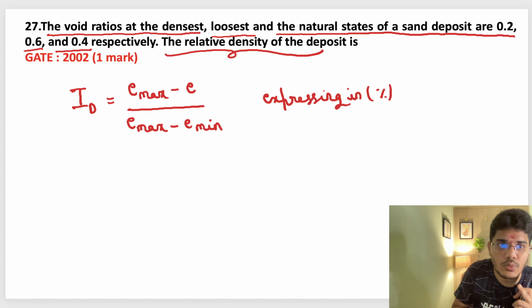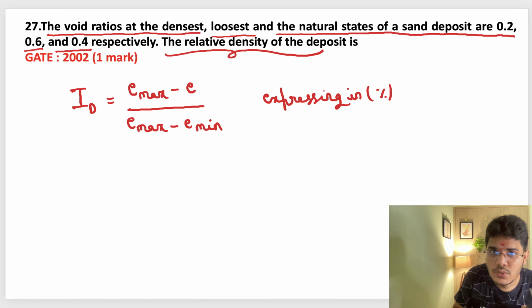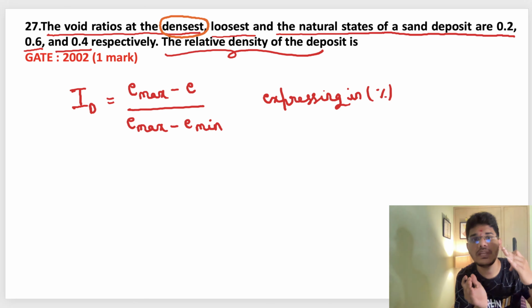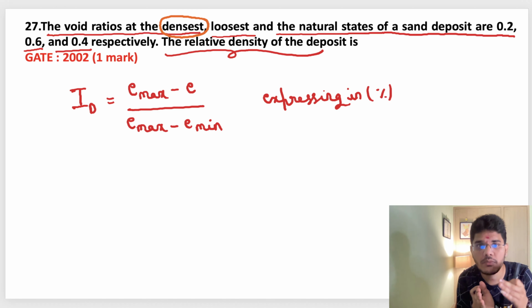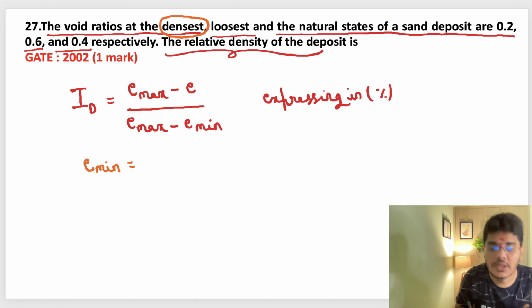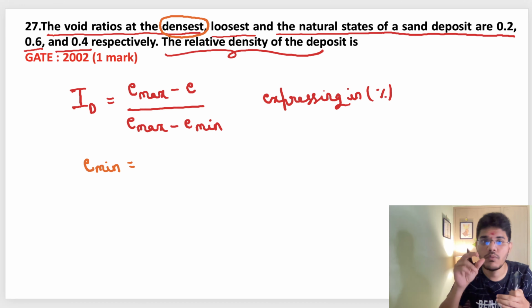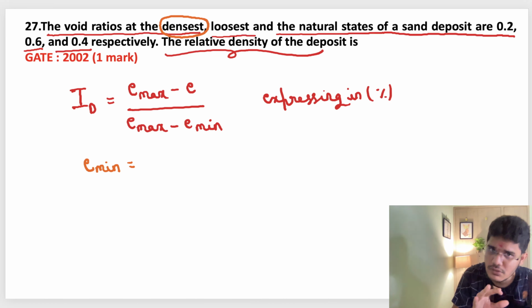Now we just have to know, which one is E max, which one is E and which one is E minimum. Okay, so first he has given in the densest state. That means if the soil is densely packed, means voids will be compressed, then we will be getting minimum void ratio, because if the voids are compressed, then volume of voids will be less. If the volume of voids will be less, then void ratio will also be less.